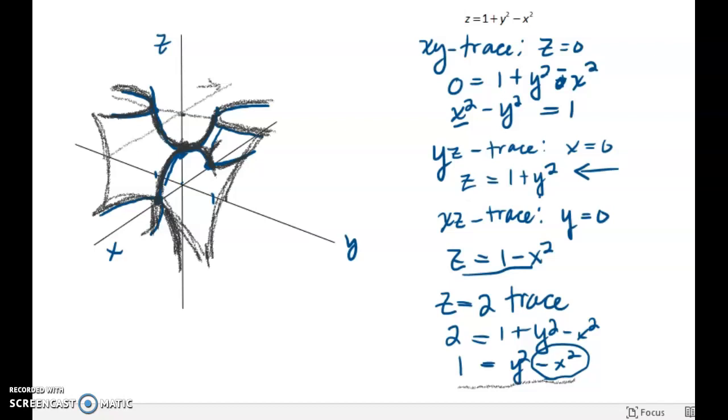This is an example of a quadric surface called a hyperbolic paraboloid. And the typical picture that you would see of a hyperbolic paraboloid is something that looks like a saddle.